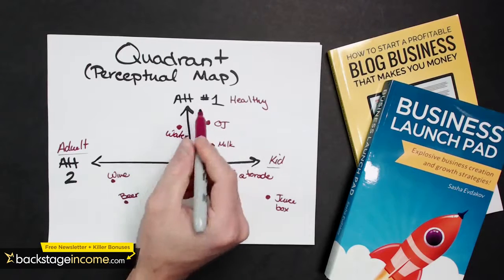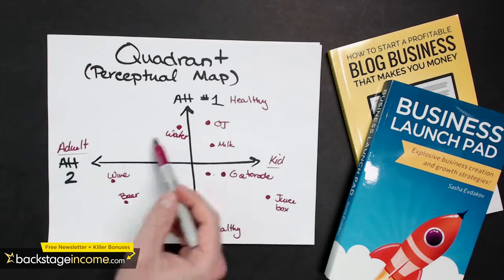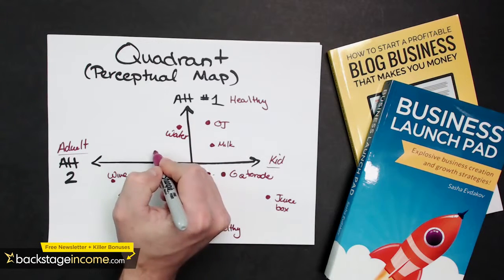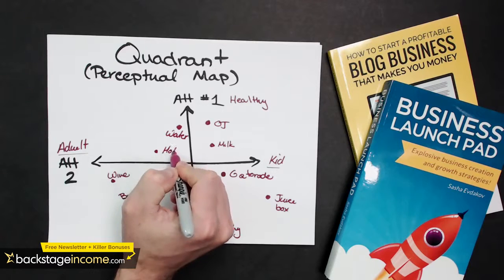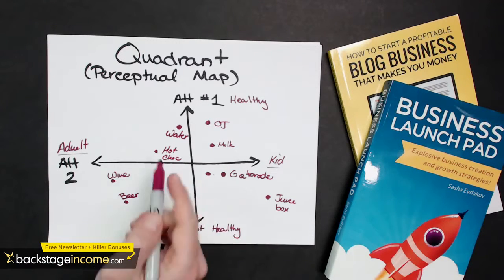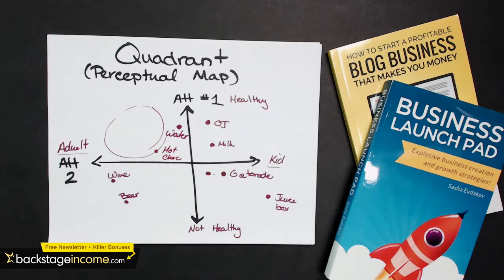So here you might have water, which kids don't really like. They want the juice boxes. But you have the adults and it's a lot more healthy. You might have hot chocolate over here in this area. So as you start looking at this, you start seeing, okay, where is the empty market space? So we kind of have this empty market space right over in this region.